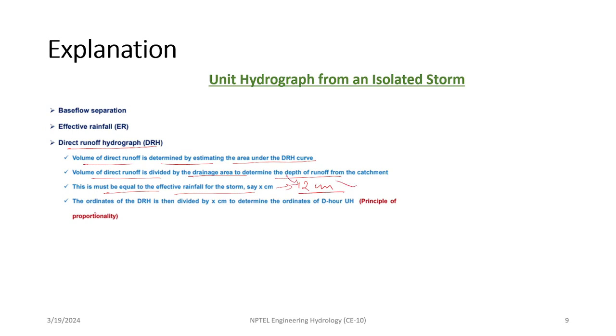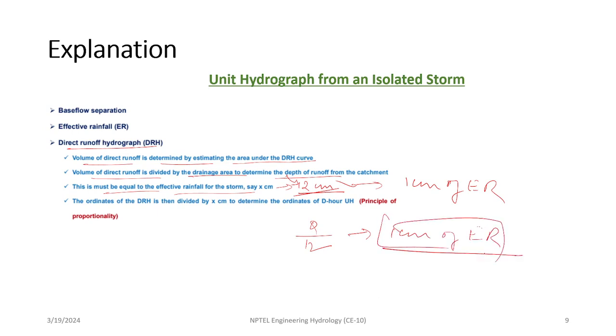And now what you have to do, in order to get the 1 centimeter of effective rainfall, you have to divide whatever the discharge value we are getting by 12. Then we will get the 1 centimeter of ER. We will get the values for 1 centimeter. So whatever the division we are taking, this is coming under the principle of proportionality. That is coming under linear response. We just discussed one of the assumptions.